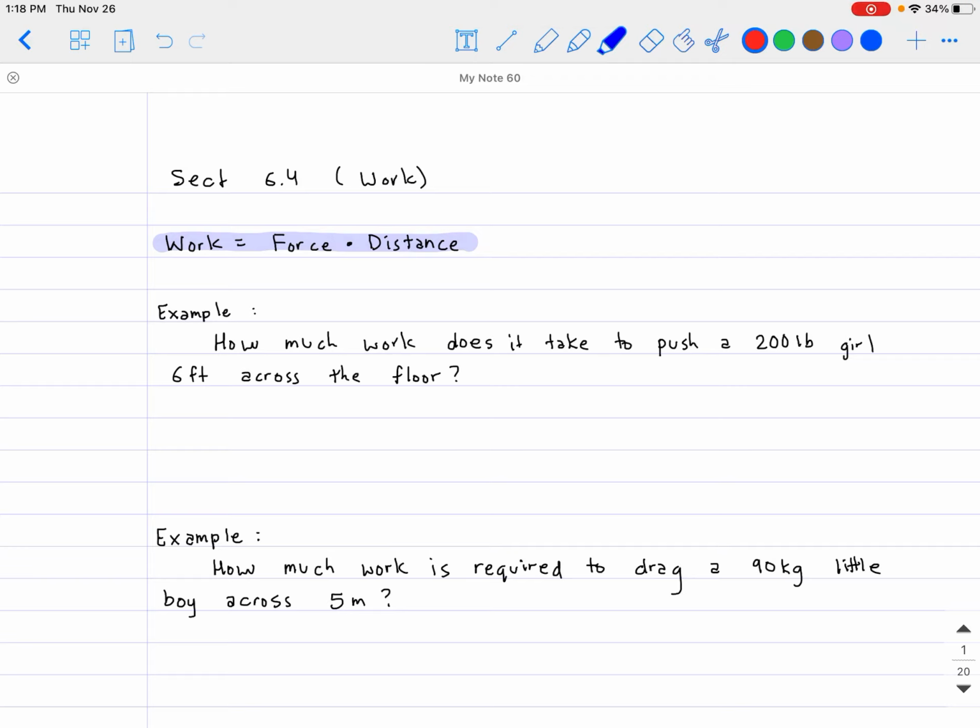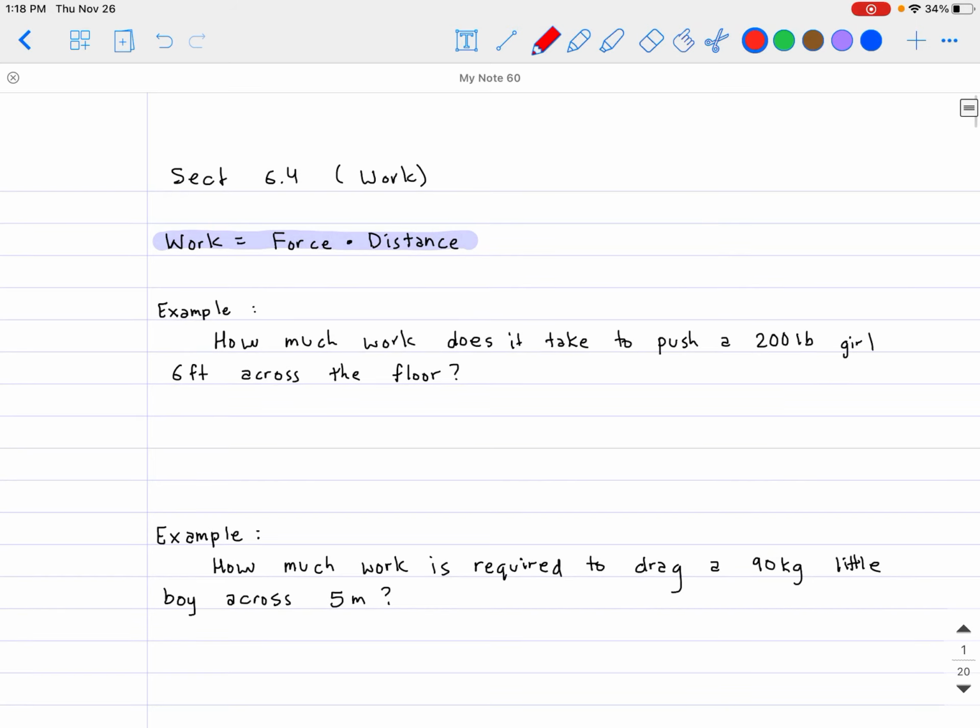Okay. So here in the first example, just to make things simple, I'm asking how much work does it take to push a 200-pound girl 6 feet across the floor. So I want to know how much energy is basically being exerted for doing something like this. Well, as we said, work is equal to force times distance. So the force is the weight of the girl, which in this case is 200 pounds, whereas the distance that she needs to travel will be 6 feet.